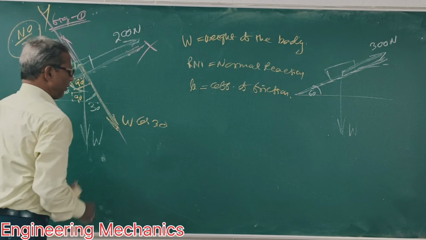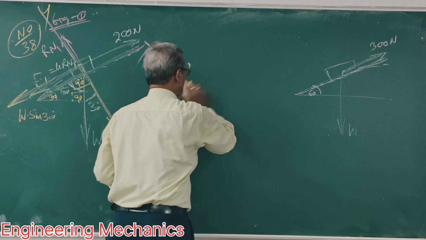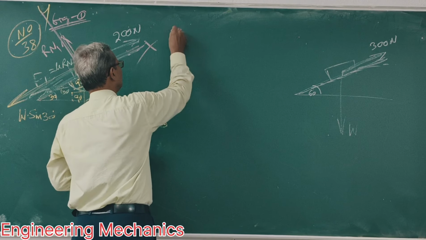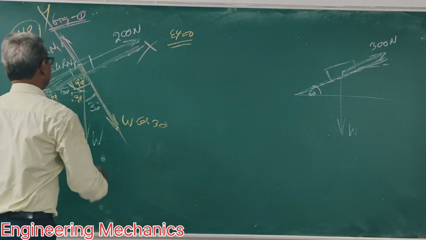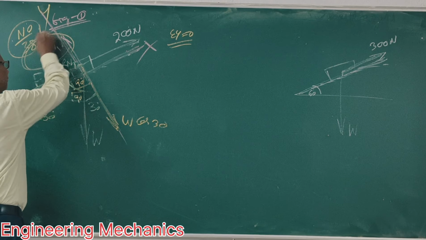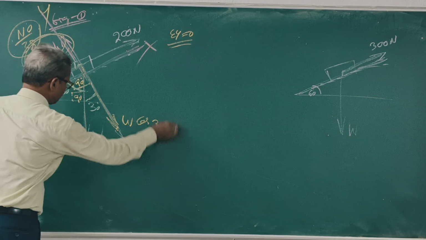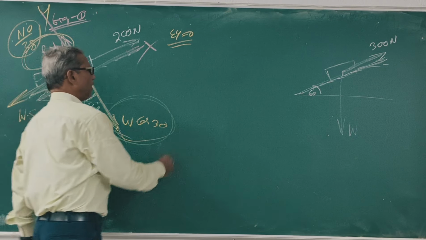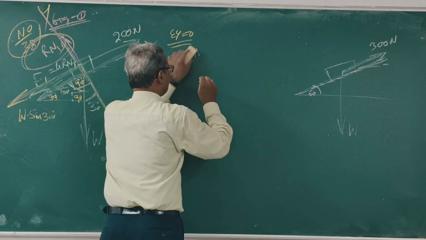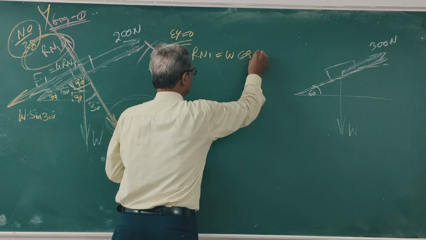Now, sigma y is 0. Taking all forces about y, sigma y is equal to 0. What is Rn1? Rn1 is equal to W cos 30. Clear? Rn1 is equal to W cos 30. Equation 1.